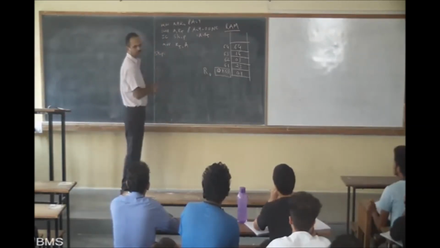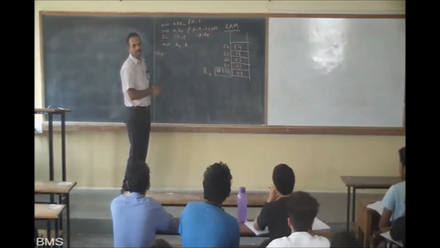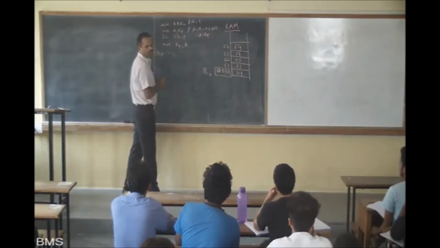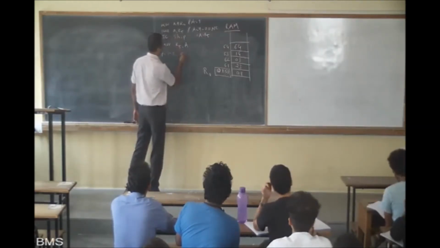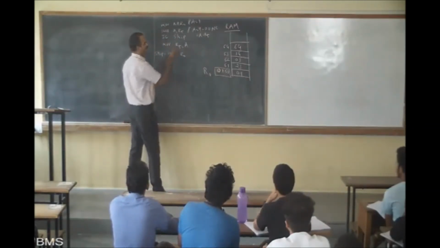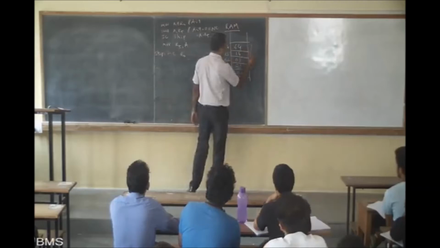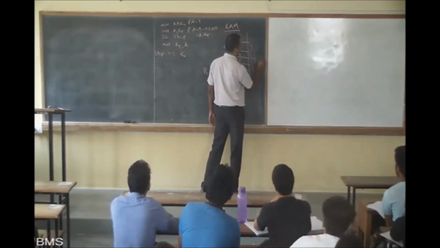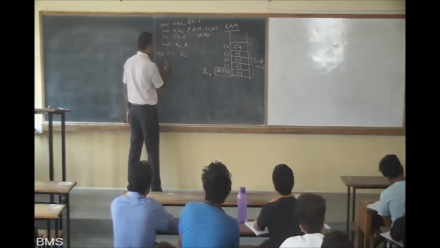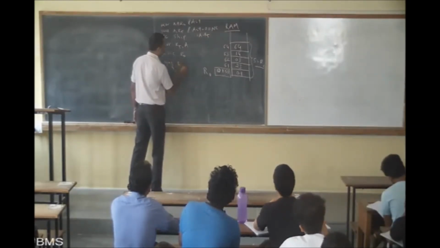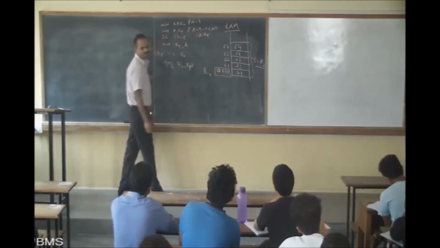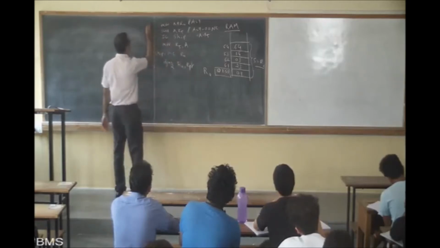Done? Next what do I have to do? Increment R0. Now it goes to 61. Next what do I have to do? Oh, one thing we have missed. What is that? How many numbers are there? 5. You store that in some register R2. Now you have to do DJNZ R2 comma repeat. Where is the repeat? Here.